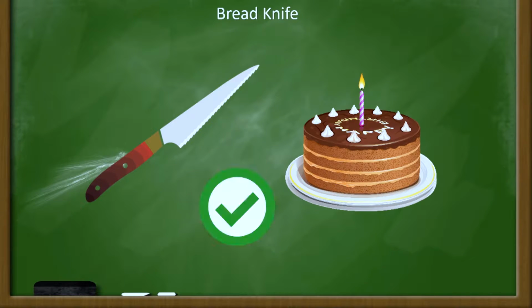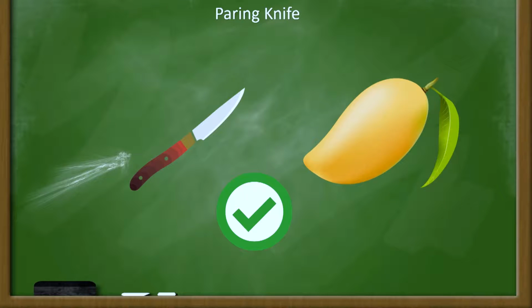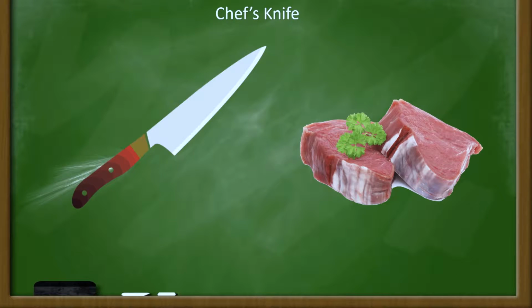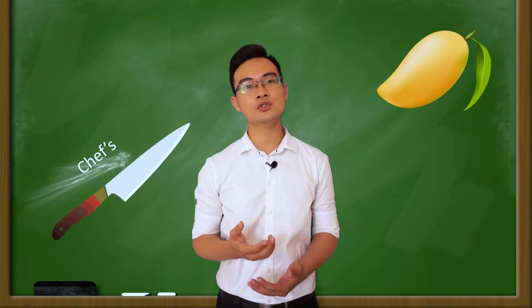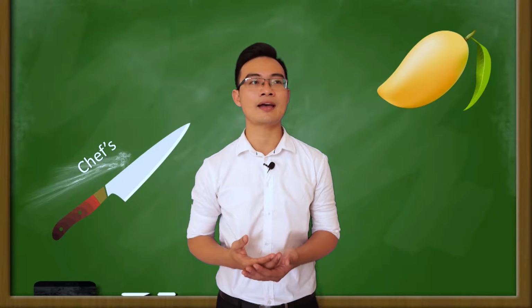The bread knife can be used to cut the cake. The cleaver is suitable for cutting chicken. The paring knife can be used to peel the mango, and the chef knife can be used in many cases. For example, minced beef. As you can see, the chef knife can be used to peel a mango, but not as good as the paring knife.